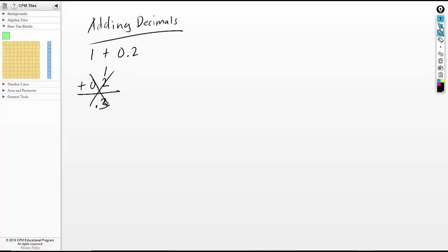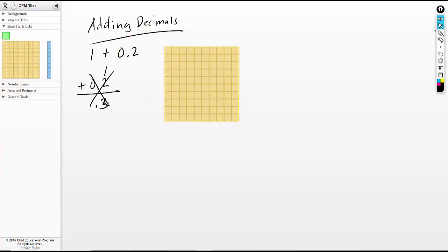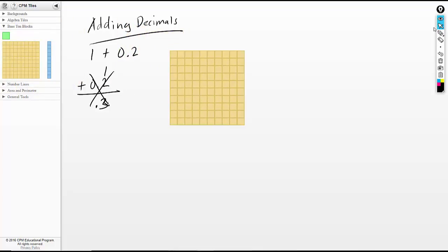Well, if we think about the base 10 blocks, this would be one whole, and we have 2/10. So we have 1 plus 2/10. As a result, how many wholes do we have? I have one whole and 2/10 more. So I have 1 and 2/10. We see it there, and that's why it's important that we line up the decimals. If we don't, then we start combining different place values, which is inaccurate.